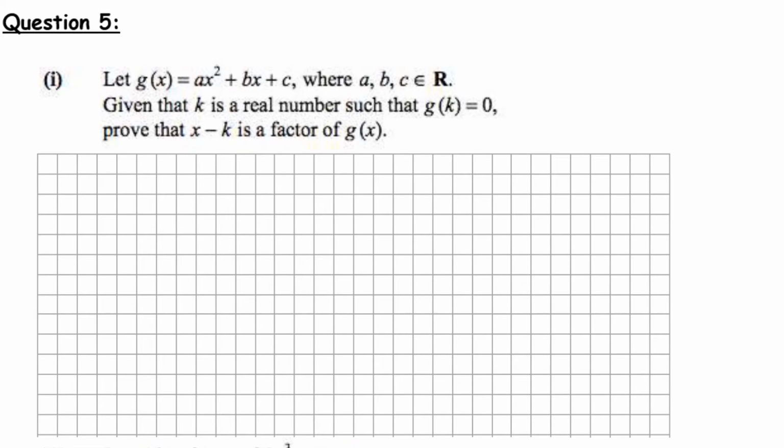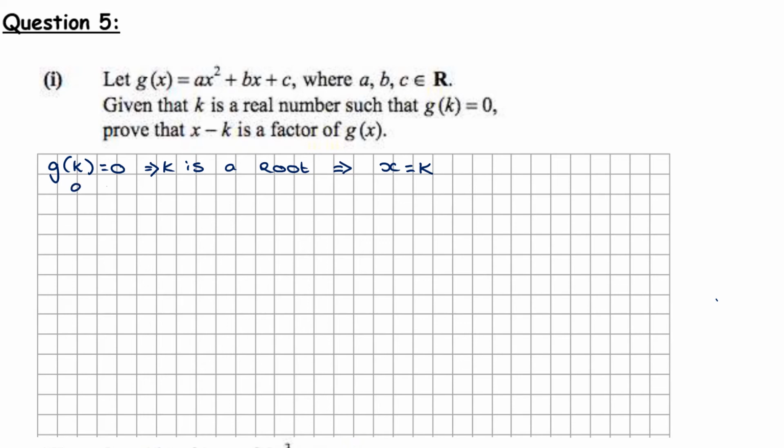Now, let's break this down. We're given a quadratic g of x is equal to ax squared plus bx plus c. We're told that k is a real number such that g of k equals 0. Now this is important. Effectively what they're telling us here is k is a root, i.e. x is equal to k. So we know when we sub that in, we'll get 0.